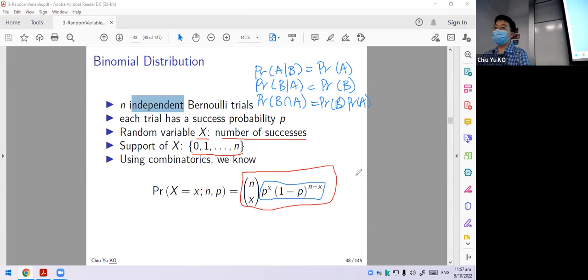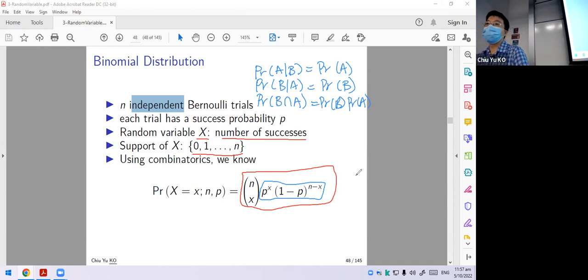And let's consider the following sequence of events. We have n trials. Let's consider that the first x are successful, but the rest are failures. We succeed for x times, and fail for the rest.